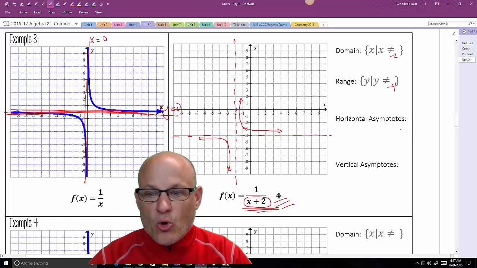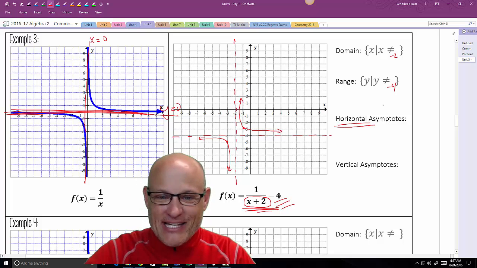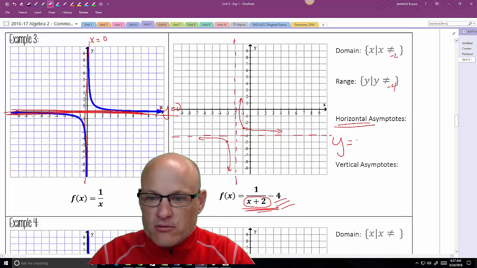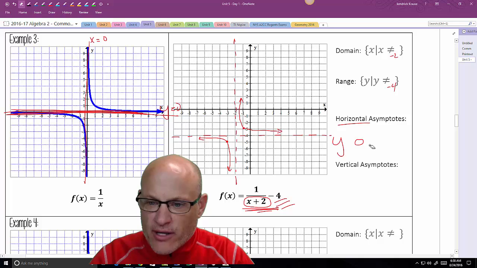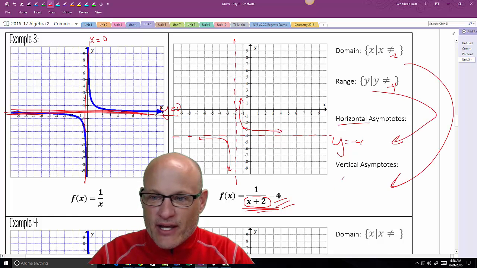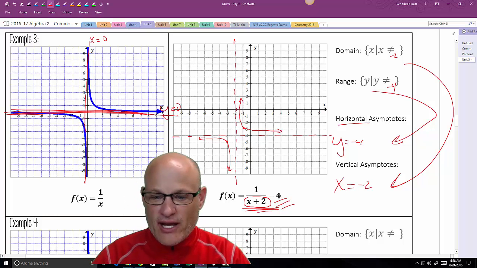All right, horizontal asymptote. What value can y not equal? Well, y can't equal -4. What is that horizontal asymptote? Y equals -4. Did you notice this kind of gives you this? And then x equals -2 is my vertical asymptote.